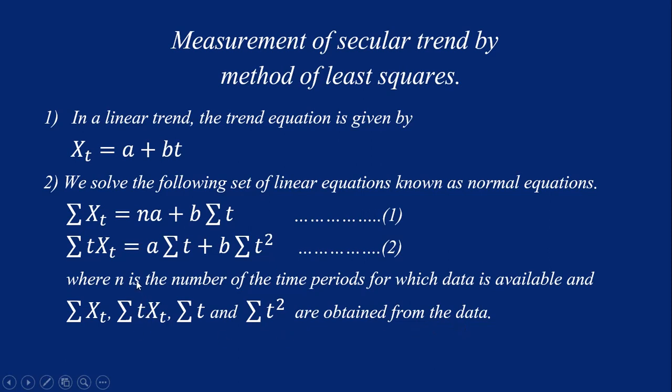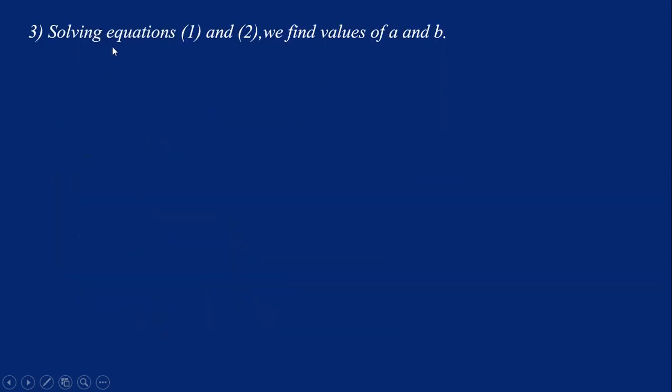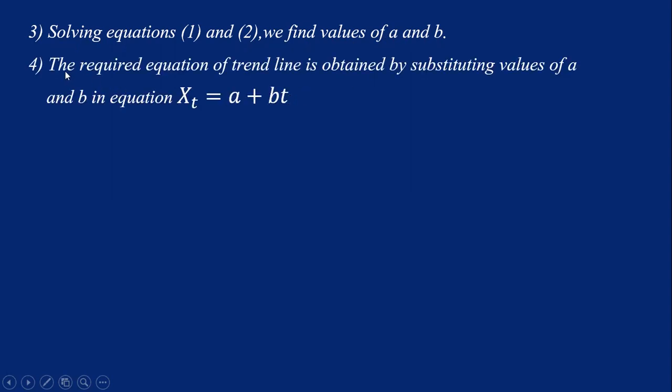Okay, so n is the number of observations. If we have observations of 10 years, then n is 10. If we have observations of 9 years, then n is equal to 9. Solving equations 1 and 2, we find values of a and b. The required equation of the trend line is obtained by substituting values of a and b in this equation, xt is equal to a plus bt.